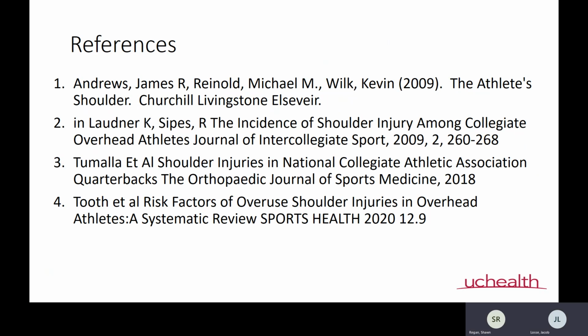For anybody that's curious about our references, they're attached here into the slides, and we are going to attach that PDF of the Throwers 10, which again is a basic introduction to shoulder health exercises that should be done by probably just about everybody to keep a happy, healthy shoulder.